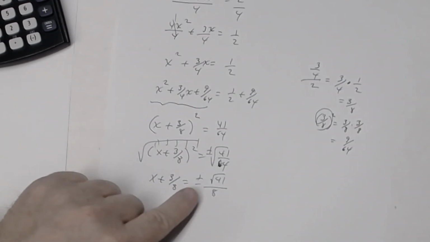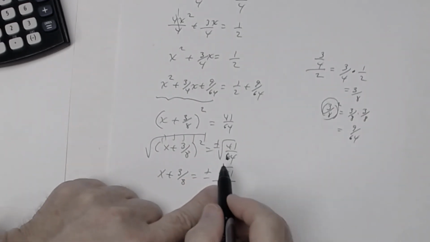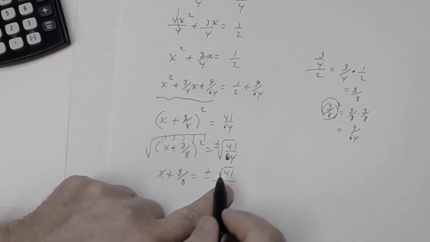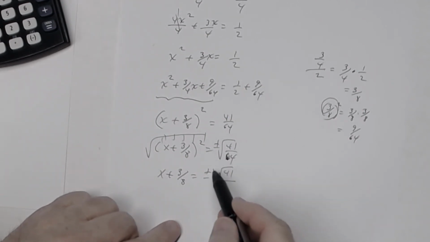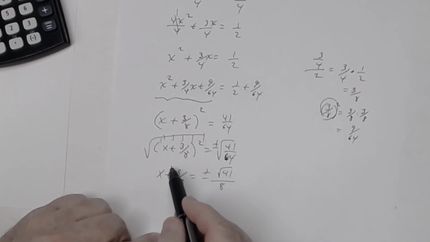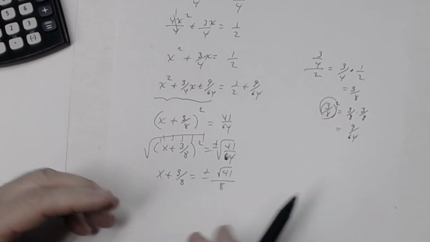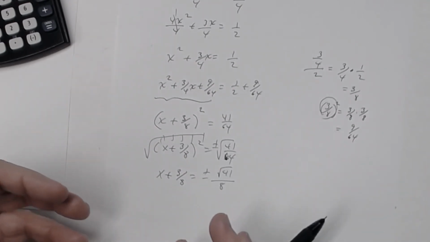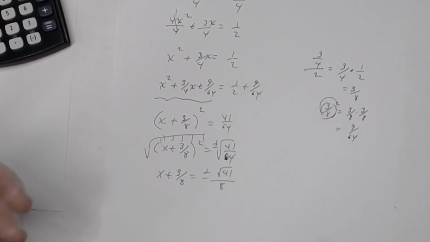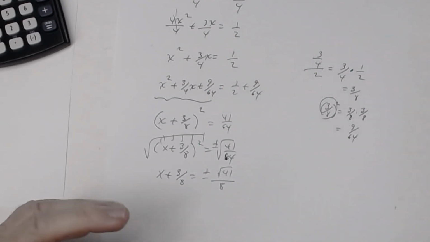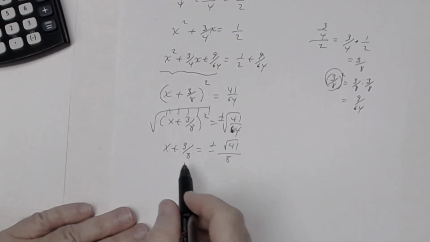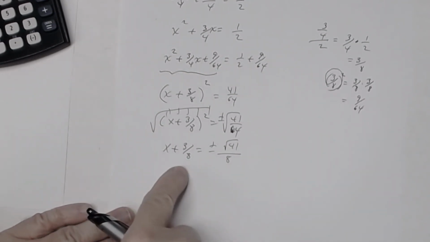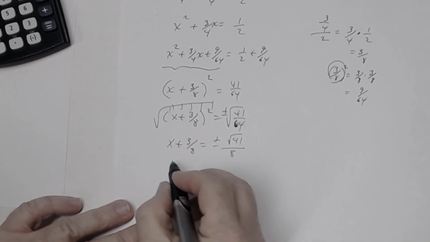Okay? Well, the square root of 41 is not a rational number. That's an irrational number. So this whole fraction right here is irrational. So you have a rational number and an irrational number. They're not alike. One's rational, one's irrational. They're both real numbers, that's true, but you cannot combine them as one fraction like you did before. All right. So basically the point being that all you have to do is bring that 3/8 over and you're done.